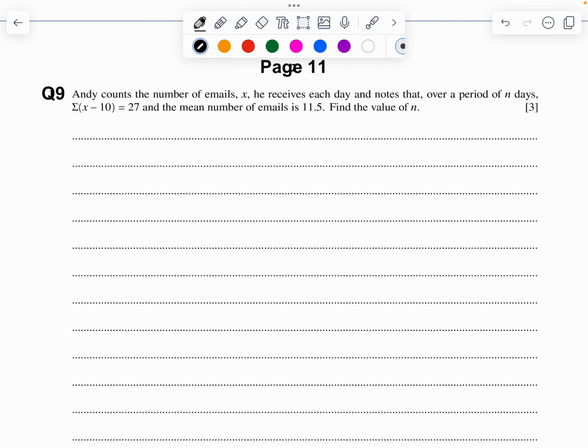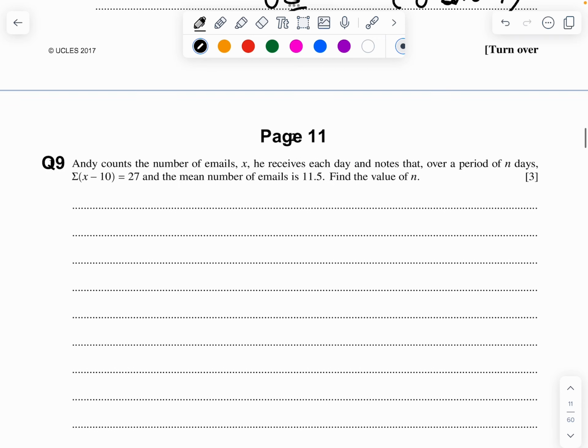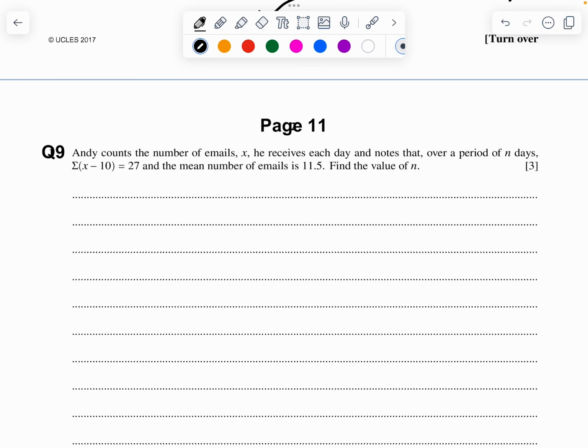Now the next one, Andy counts the number of emails. This is from the same October November 2017, but this time it is from paper 62.